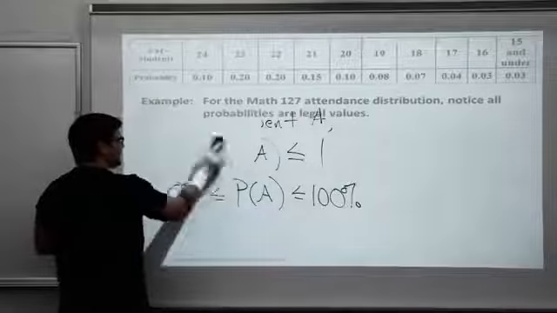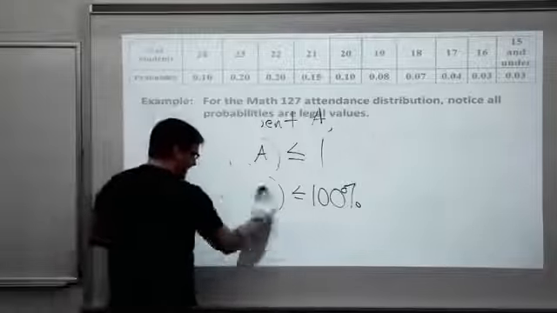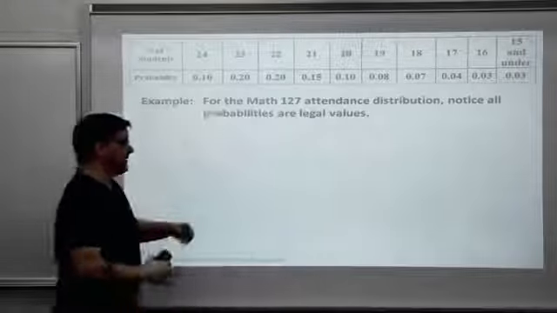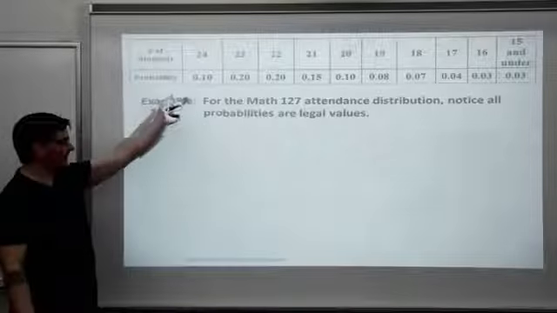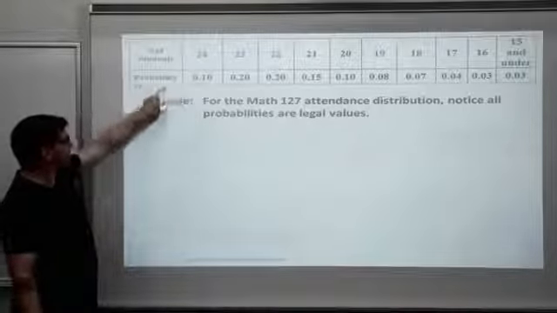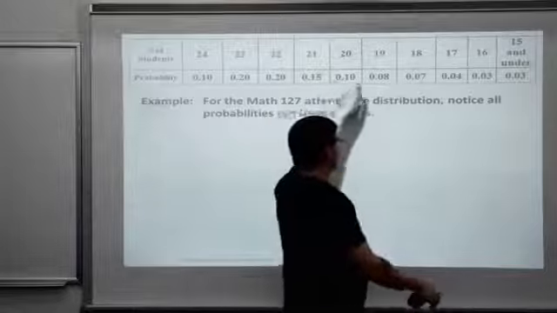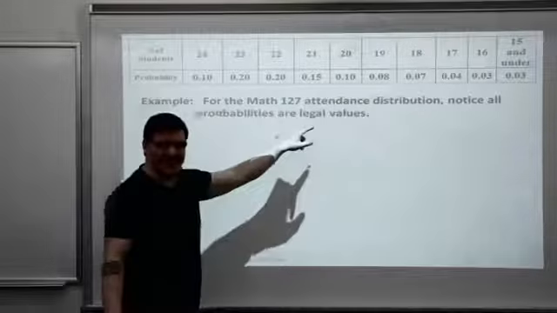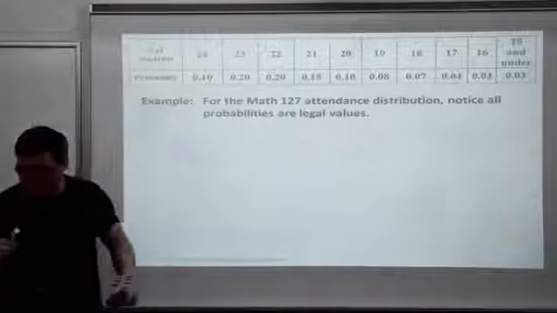Not much to do with this example except just look with your eyeballs and see. For our MAT127 attendance example, you can quickly scan and see everything's a legal value. The probabilities are all decimal numbers in between 0 and 1, inclusive. That's all there is to it. So we'll move on.